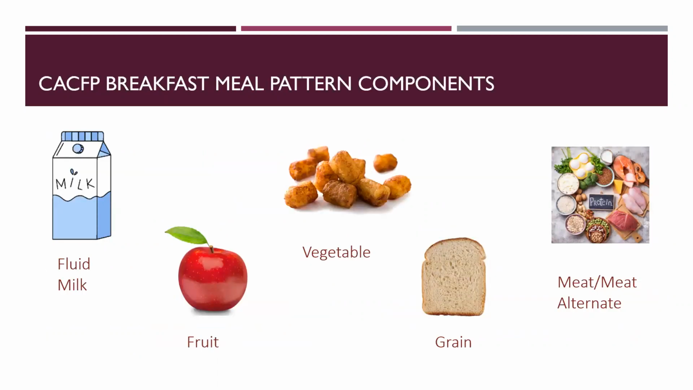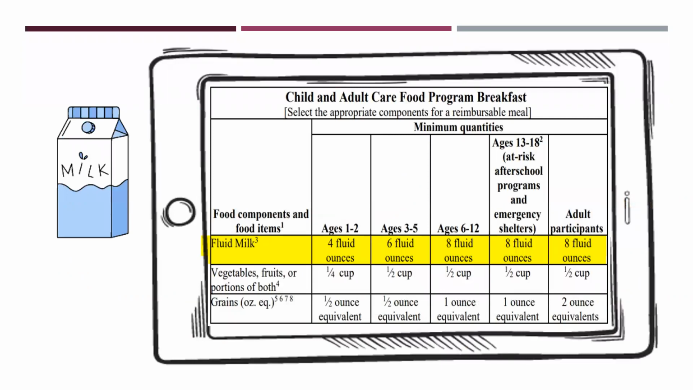Here are the components that make up the meal pattern for breakfast. Let's take a look at each individual component and its minimum serving sizes by age group. For each meal pattern, breakfast, lunch and supper, and snack, they're all set up in the same format. The column headings are food components and food items, ages 1-2, ages 3-5, ages 6-12, ages 13 through 18, including at-risk after-school programs and emergency shelters, and adult participants.